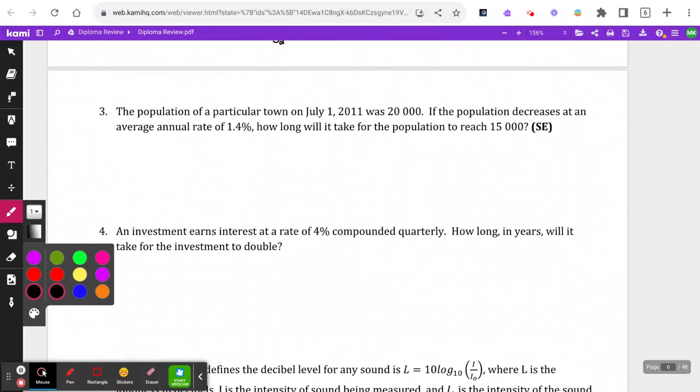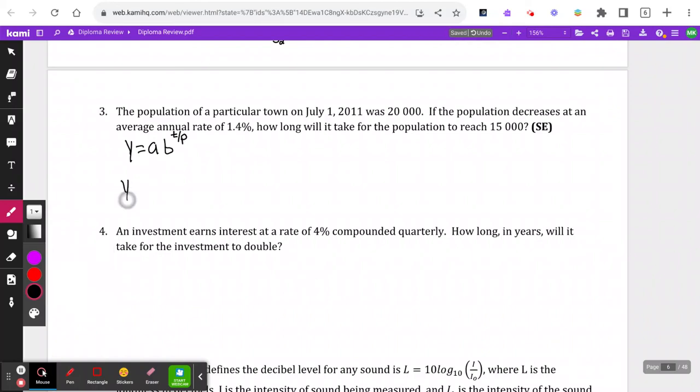Number 3. The population of a particular town on July 1st is 20,000. If the population decreases at an average annual rate of 1.4%, how long will it take for the population to reach 15,000? Set up your equation first, then try to solve whatever it's asking you. Okay, so setting up our equation will look like this: A times B to the power t divided by p.